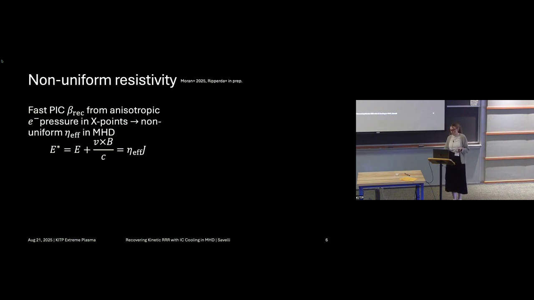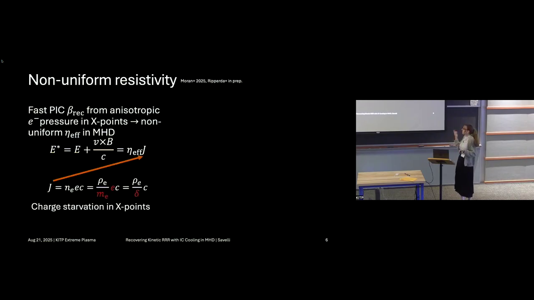So the non-ideal field is given by this, with this effective resistivity, and then the current you plug into that comes from the charge starvation that Lorenzo explained. This is basically just saying that charges are moving out of the X points so quickly that there are very few charges there, and so the current in that limit is given by n e c.